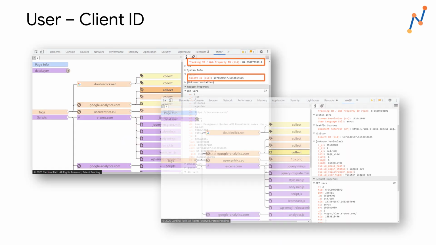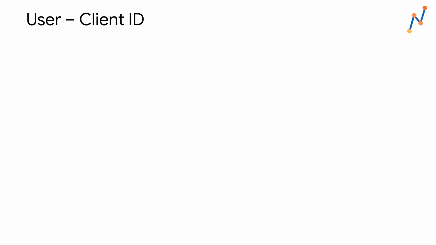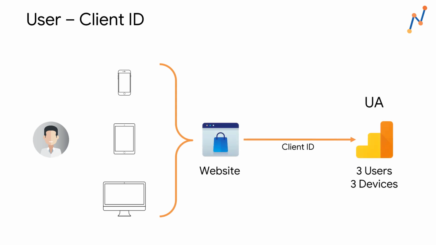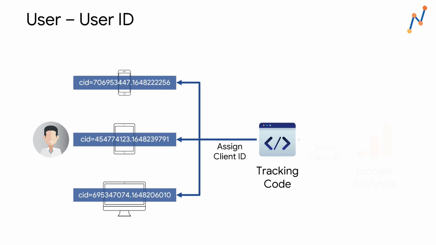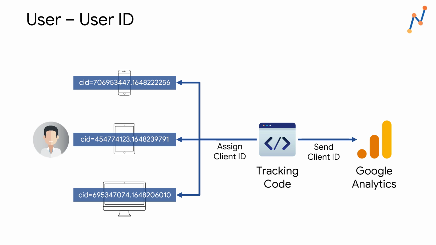Now that you know the basics about client ID, you now also know why a user visiting a website with 3 different devices or browsers will result in 3 users and 3 devices in Universal Analytics as well as in GA4. So as a recap, you remember from the slide about client ID that when a user visits a website with 3 different devices or browsers, these browser instances will be assigned a client ID by the tracking code, which will then be sent to Google Analytics in conjunction with a hit in Universal Analytics or an event in GA4.